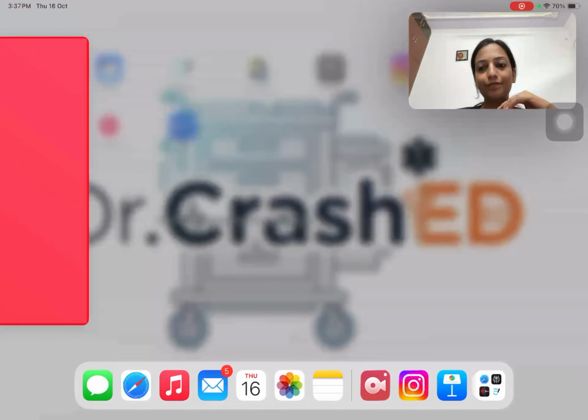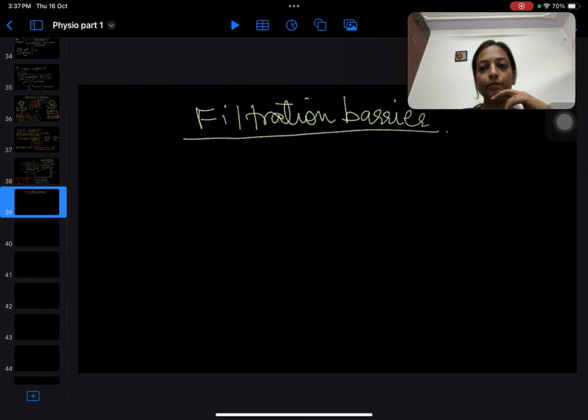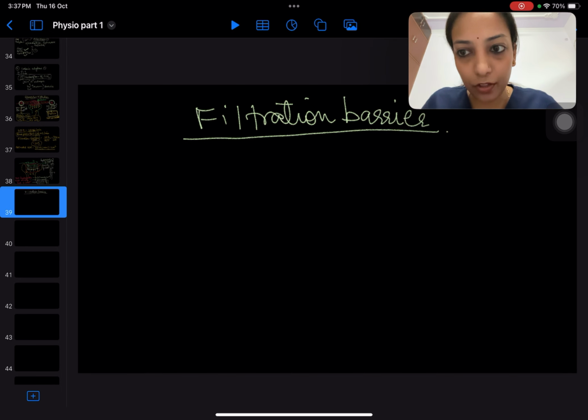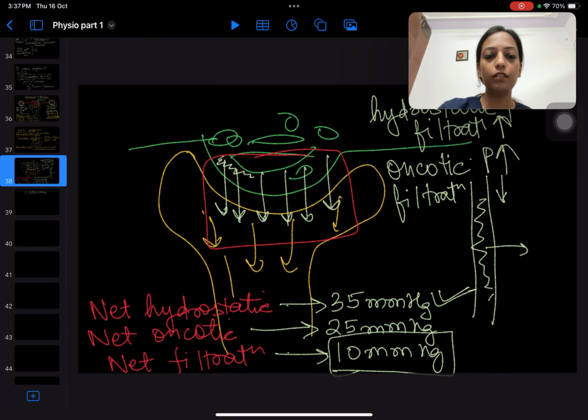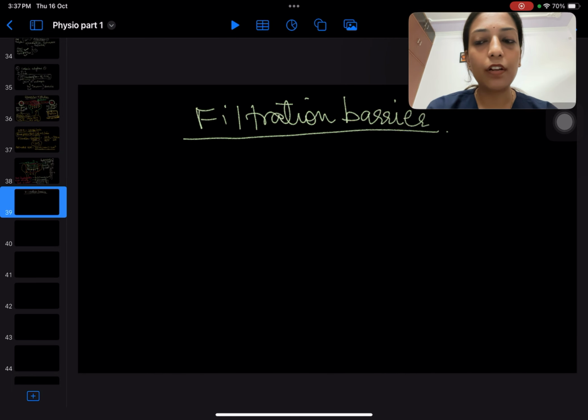Everyone. Welcome to part 5 of the physiology series. So today we are going to complete the renal system. Until yesterday we had completed till here: oncotic pressure, hydrostatic pressure, filtration pressure. Today we'll be starting with the filtration barrier.